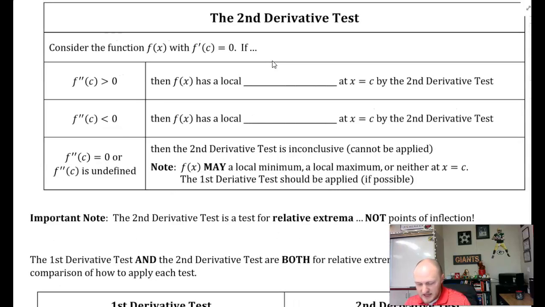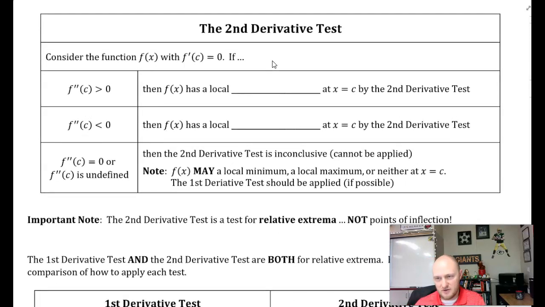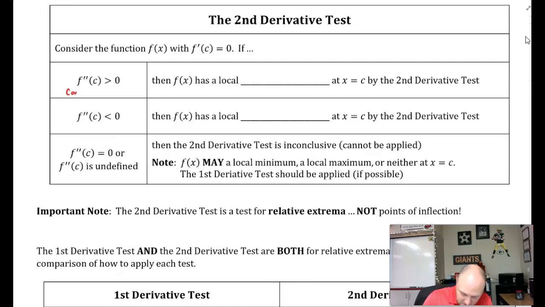Okay, so let's explicitly define the second derivative test. Consider the function f of x with f prime of c equal to 0. If f double prime of c is greater than 0, again, if the second derivative at a value is greater than 0, this is concave up. I can spell concave up.